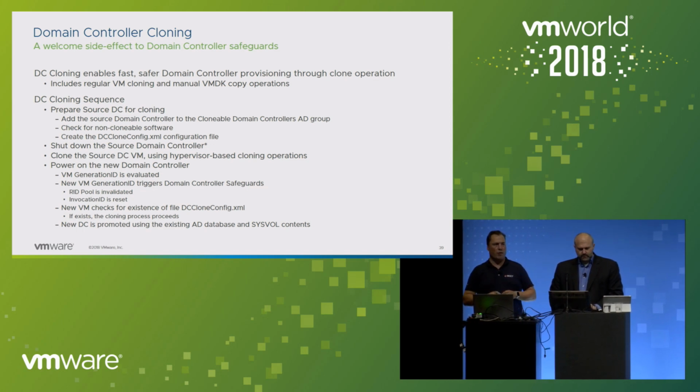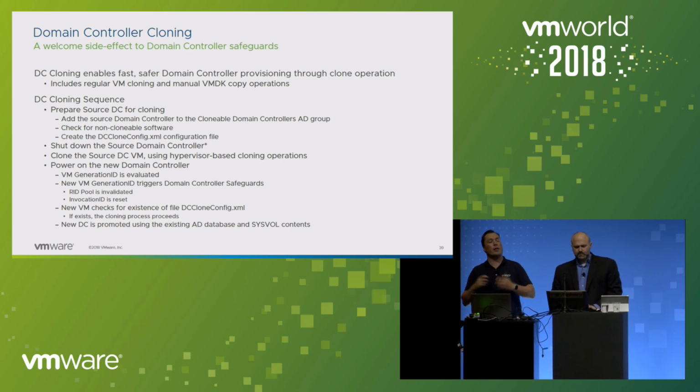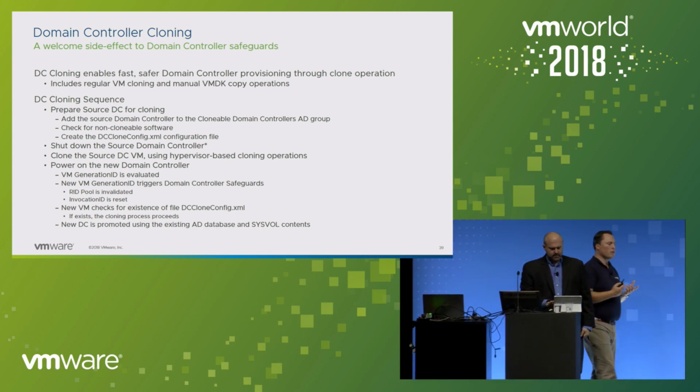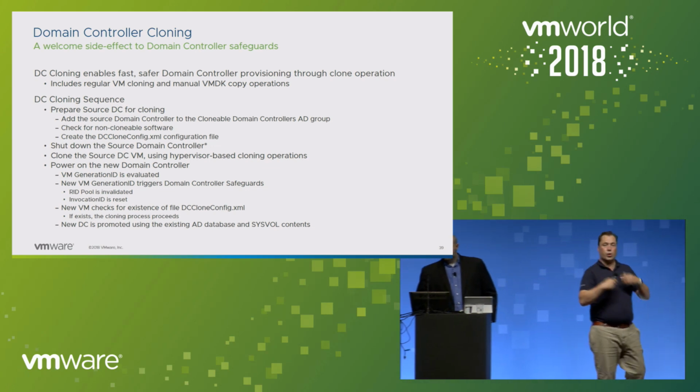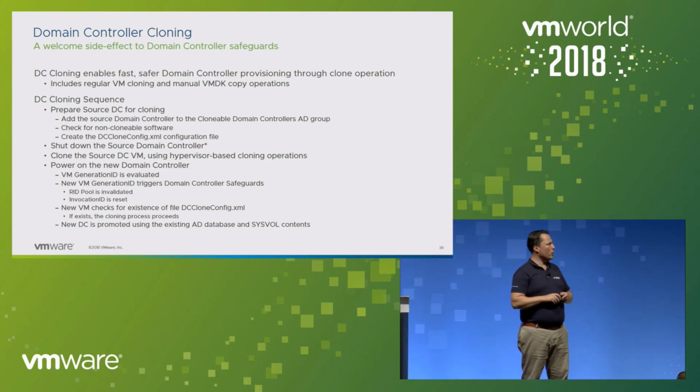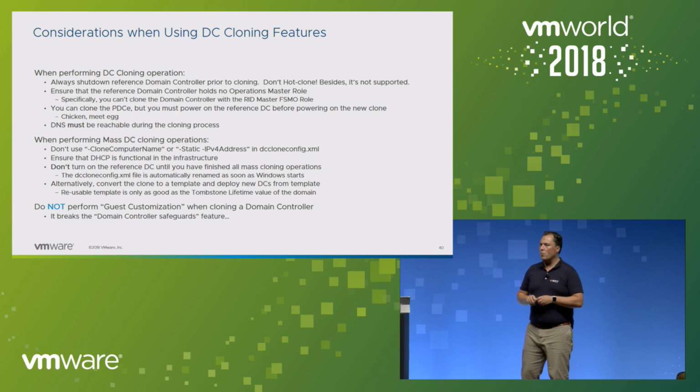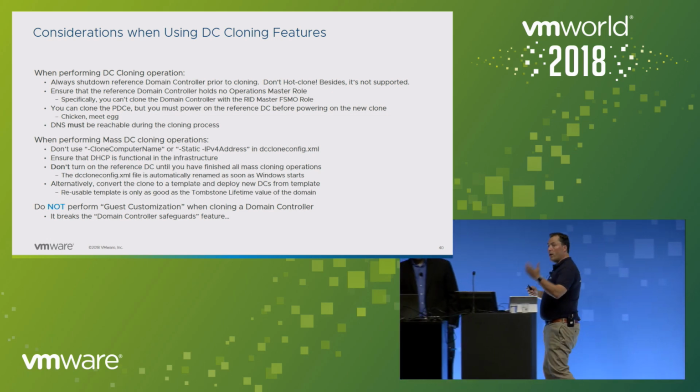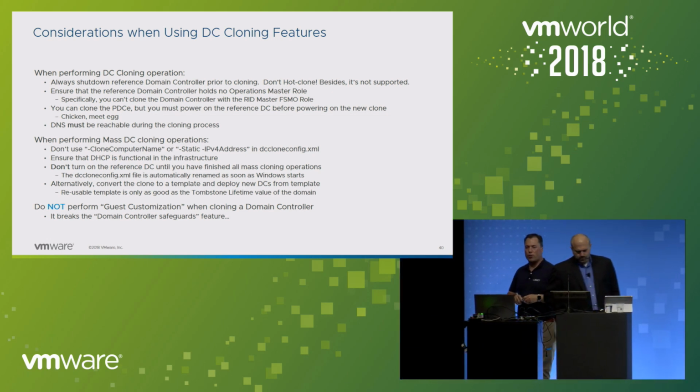Now there's a couple of things that you need to be aware of. It's the same stuff that happens as DC safeguards. So the new domain controller will actually discard the RID pool that was in the reference image. It will also delete the invocation ID and create a new invocation ID to make sure it's a new replication partner. And all that stuff happens in about 5 minutes. Now unfortunately we don't have the time today to show you how it's done, but we want to share some considerations with you on domain controller cloning.